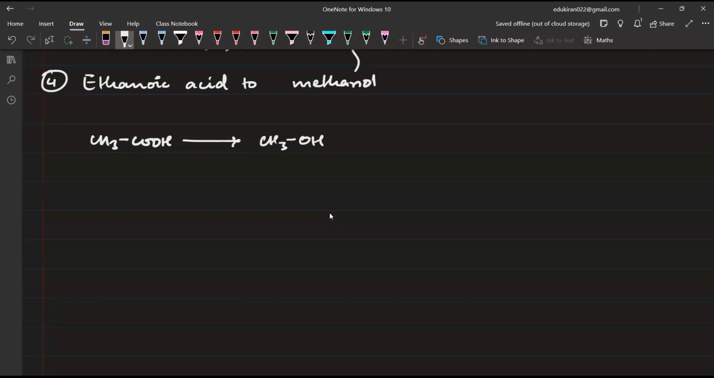Okay? Don't just write it down and leave it like that. What are we going to do now? First of all, we will react this with NH3. When you react this with NH3, you will get CH3CONH2. You will get amide.